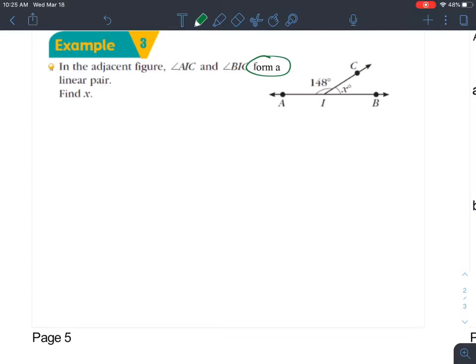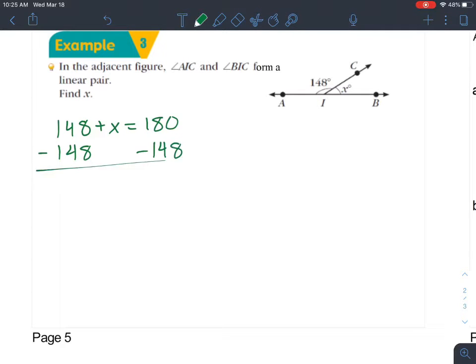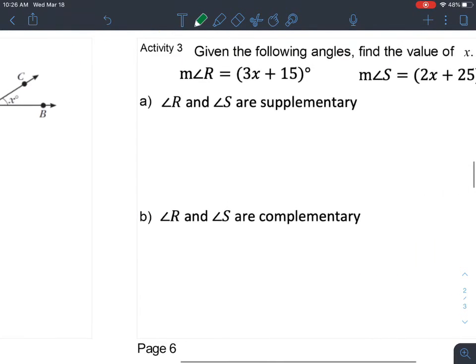Now, for this one, sorry, some of my text got cut off and that's why I had to change the font there. But in this question, we are told that these make a linear pair. In the last video we talked about linear pairs. Those add up to 180 degrees, so these angles are going to be supplementary. So then we can do 148 plus x equals 180. We're going to subtract 148 from both sides, and that is going to leave us with 32 degrees for x.